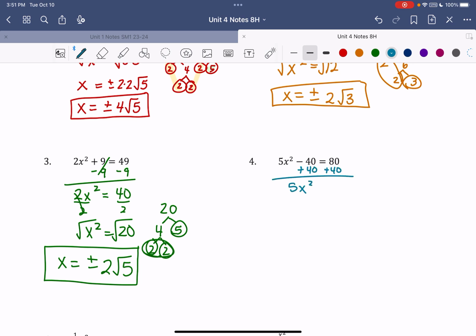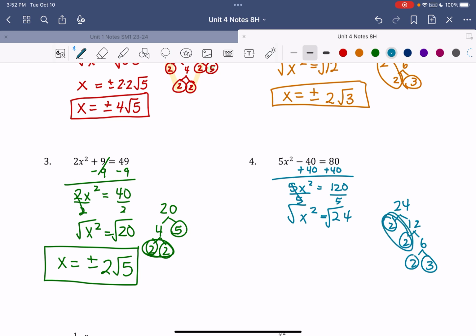All right, this time we have to add 40. So we get 5x squared is equal to 120. Then we're going to divide by 5. And x squared is equal to 24. We're going to square root. So we're going to take 24 and break that down. That is 2 times 12, which is 2 times 6, which is 2 times 3. So it looks like we only have one pair. So x is going to equal positive or negative. The 2 is going to come out, and then the 2 and 3 stay behind to give us the square root of 6.